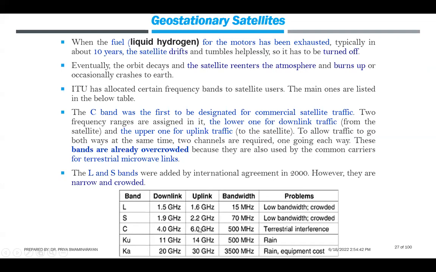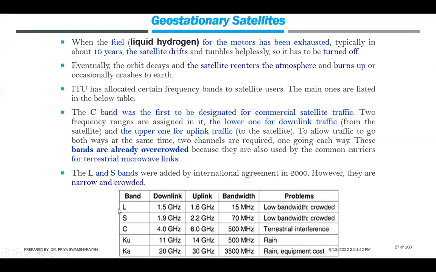Whatever frequency bands we are using for the C band, the same kind of frequency bands are also used for terrestrial microwave communication. Because of that, there is always an interference problem with terrestrial microwave communication. And again, the C band is already overcrowded.